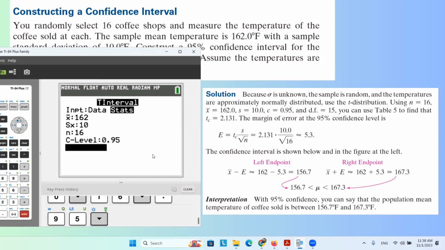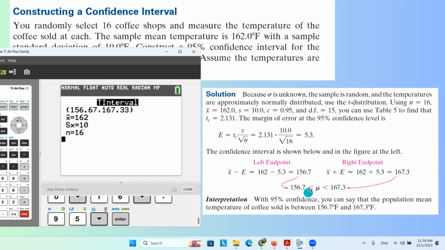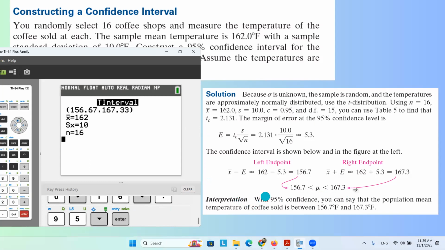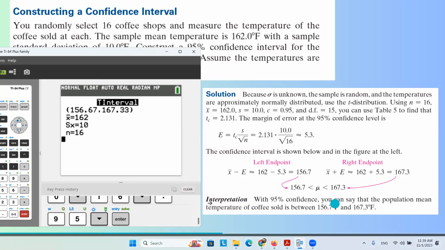0.95. And let us do the calculation. It says the interval has the lower bound 156.65 degrees to 167.33 degrees, which is exactly as you see in doing the calculation using the algebra. Again, the interpretation is with 95% confidence, we can say that the population average temperature of coffee sold is in between 156.7 degrees and 167.3 degrees.